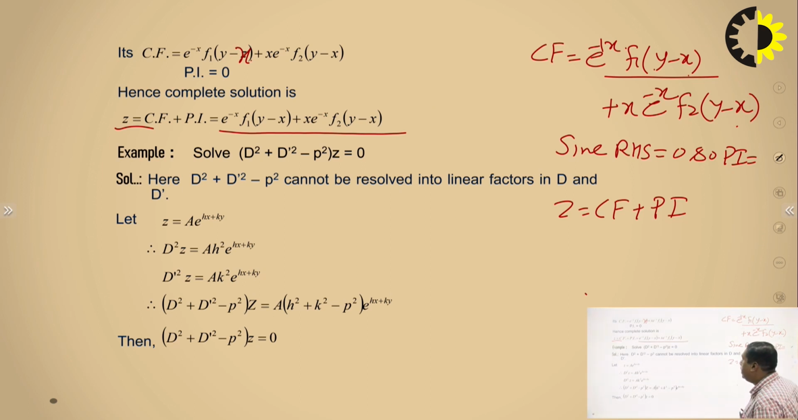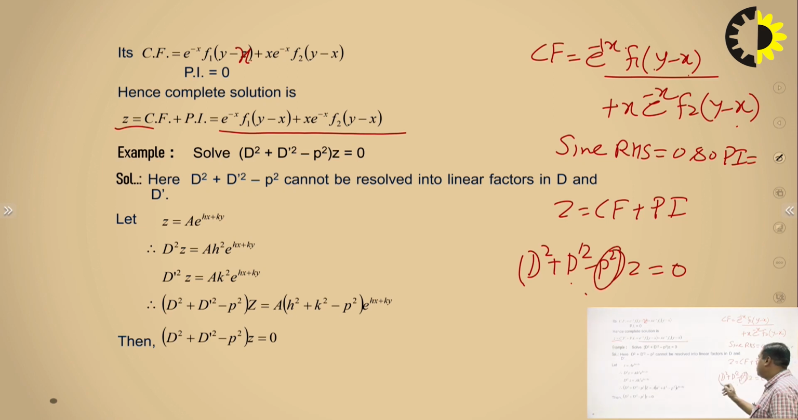Now let us take another example to solve the equation: D square plus D dash square minus p square into z is equal to 0. Here the degree is 2. This part is homogeneous, but p square has degree 0, that means the total is non-homogeneous, and it cannot be resolved into linear factors. If the function cannot be resolved into linear factors, then we take the trial solution.